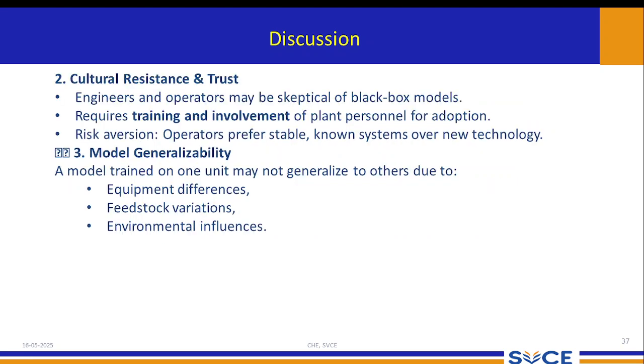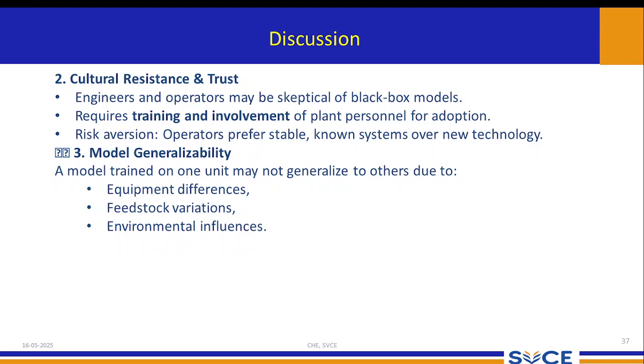Cultural resistance and trust. Engineers and operators may be skeptical of black box models, and they are not aware of them. It requires training and involvement of plant personnel for adoption. For manual reading, you can easily train the people. But when you want to train based on the models, the people should have a little more knowledge, and then you have the potential to do that task, right? So it requires training and involvement.